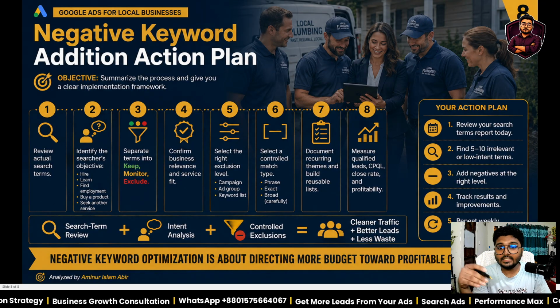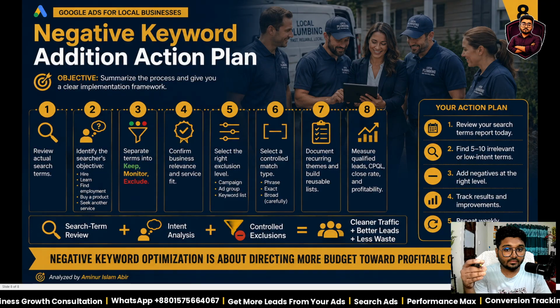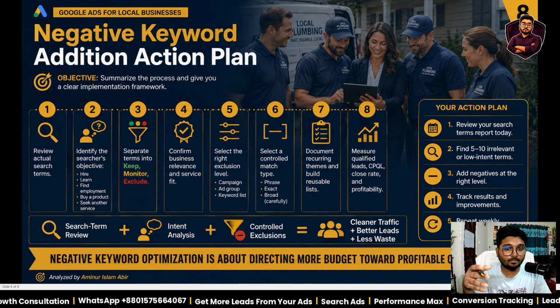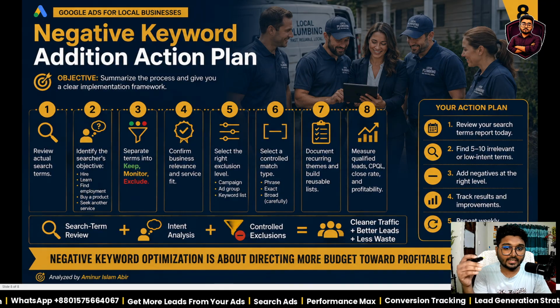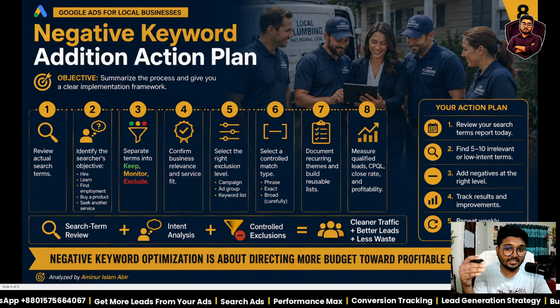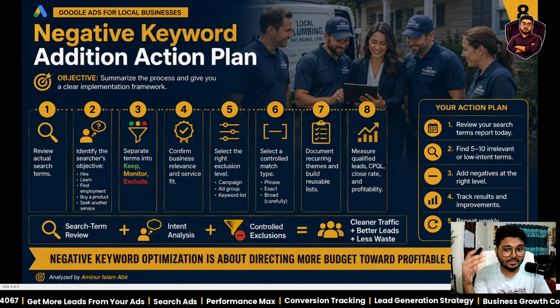Step 2. Identify the searcher's goal. Ask whether the person wants to hire a service, learn something, find a job, buy a product, or find another service. Step 3. Use 3 categories. Classify searches as keep, monitor, or exclude. Do not force every uncertain search into an immediate decision.